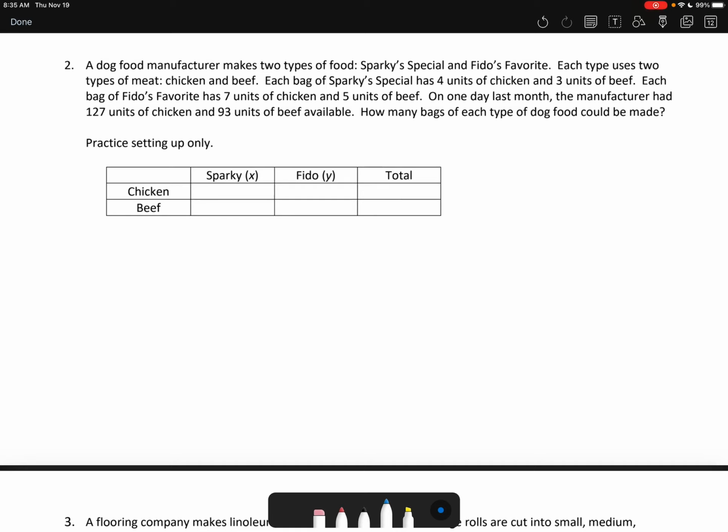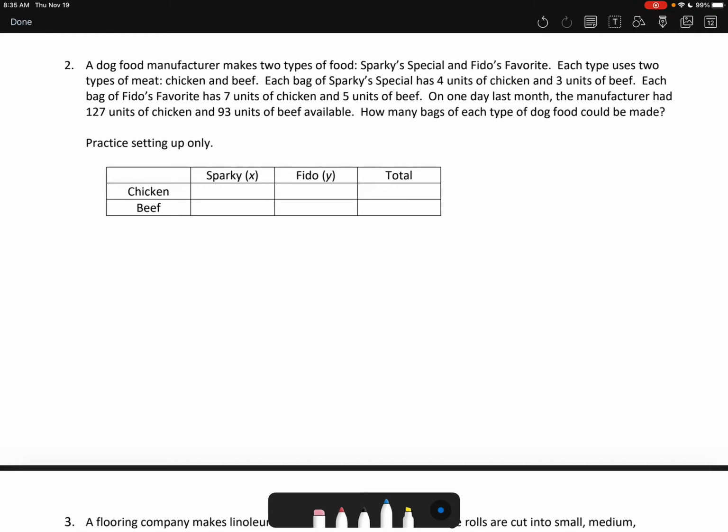How many bags of each type of food could be made? Okay, so we want to practice setting this up only. If you have trouble setting them up, something that I would recommend is making a chart. So I've made a chart here with the ingredients, chicken and beef on the side, and the different foods, Sparky and Fido, on the top. And I've given them variables. So I've given Sparky's X and Fido Y. I didn't want to use an S here because S's look like 5s. So I went ahead and stuck with X and Y.